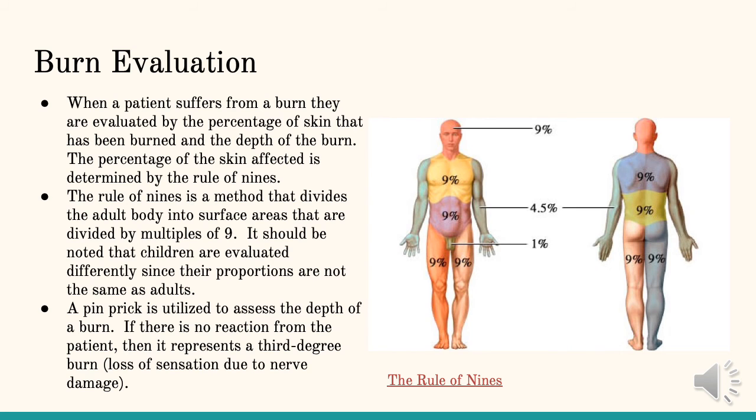When a patient suffers from a burn, they are evaluated by the percentage of skin that has been burned and the depth of the burn. The percentage of the skin affected is determined by the rule of nines. The rule of nines is a method that divides the body into surface areas that are divided by multiples of 9. It should be noted that children are evaluated differently since their proportions are not the same as adults. A pinprick is utilized to assess the depth of a burn. If there is no reaction from the patient, then it represents a third-degree burn. This is because there is loss of sensation due to nerve damage.